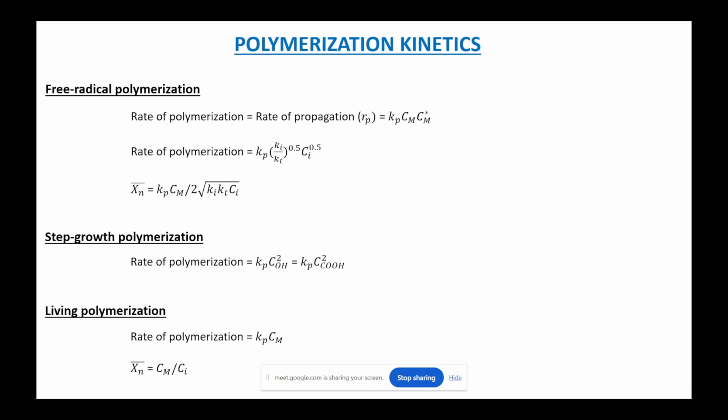The rate of propagation is typically given as Rp, equal to Kp, where Kp is the rate constant of propagation, times Cm, the concentration of monomer, and Cm dash, the concentration of the free radical generated within the system. Based on this, we can write the rate of polymerization as Kp times (Ki by Kt) to the power 0.5, times Ci to the power 0.5, times Cm.